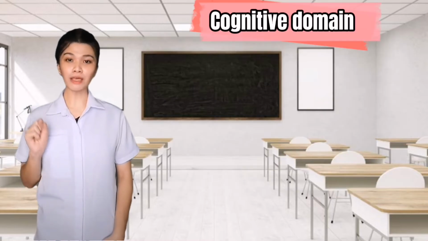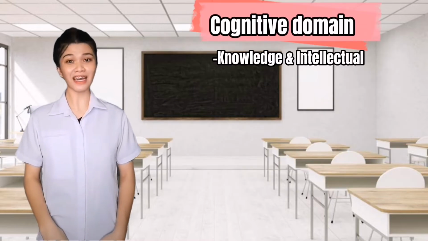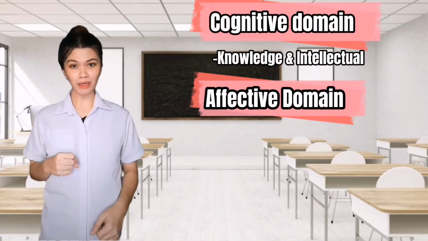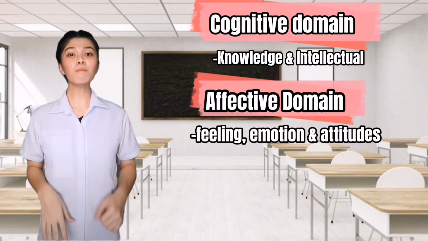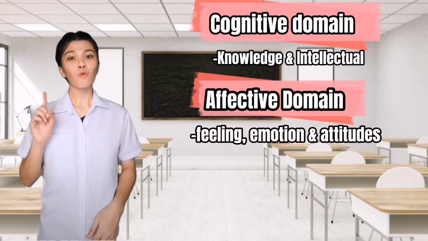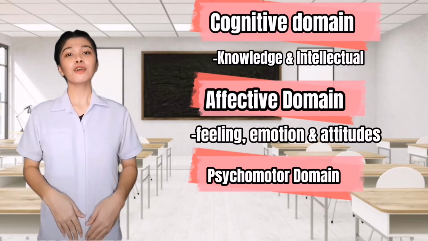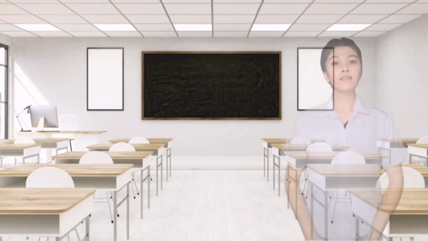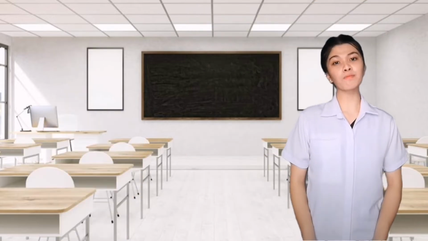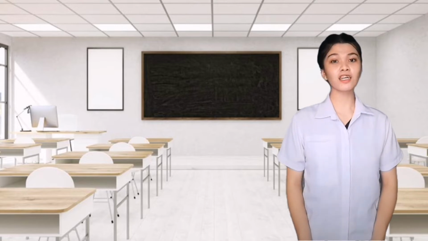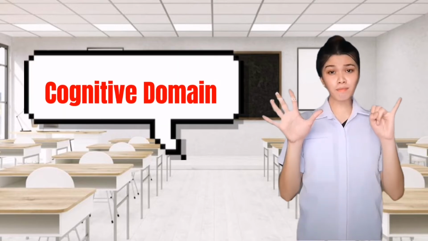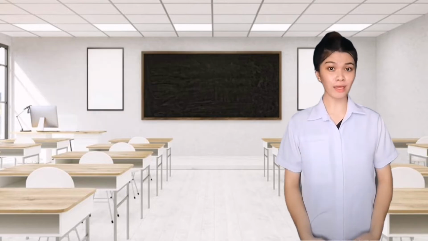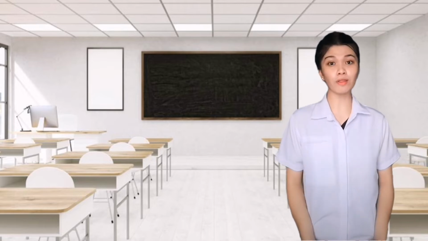The cognitive domain refers to the knowledge and intellectual. The affective domain refers to the feeling, emotion, and attitude. While the psychomotor domain refers to the speed and accuracy in the physical skills. So now, let's discuss the most popular version, which is the cognitive domain. There are 6 major categories in the cognitive domain, starting from the simplest to the most complex.